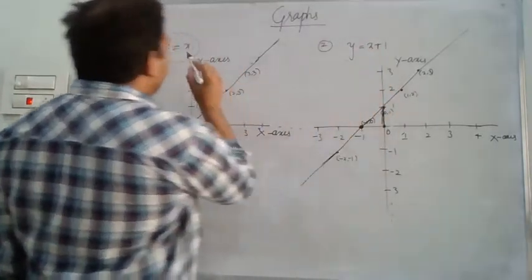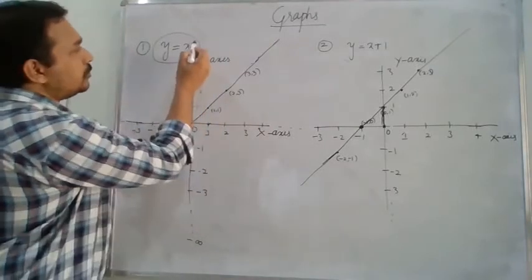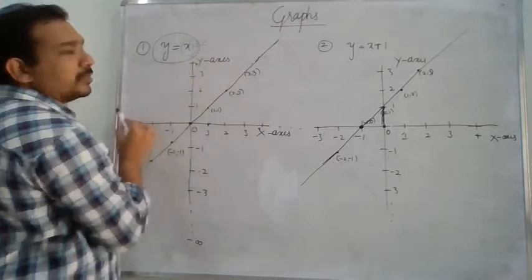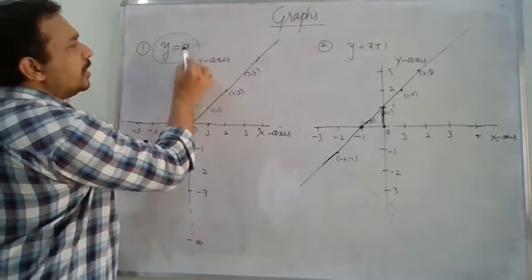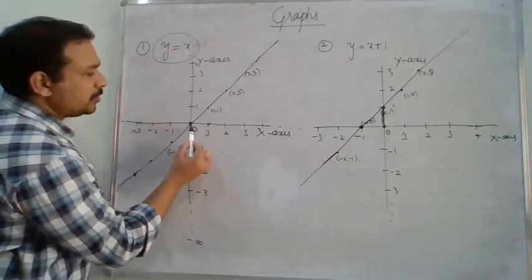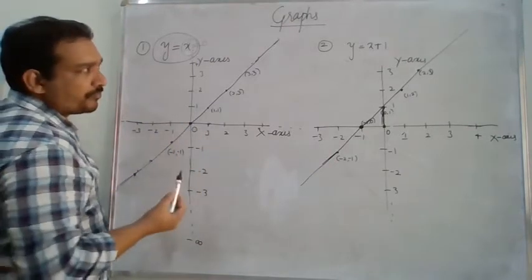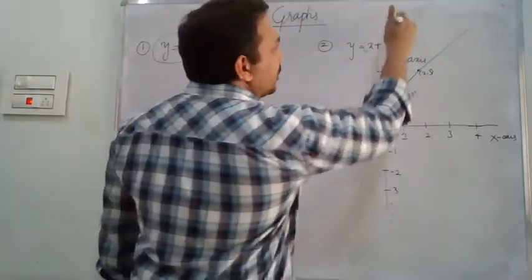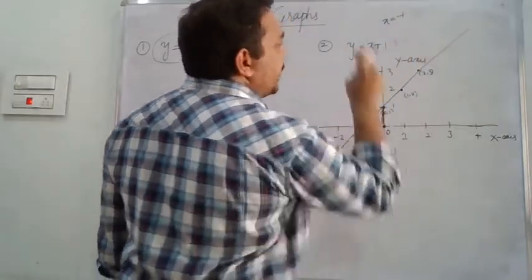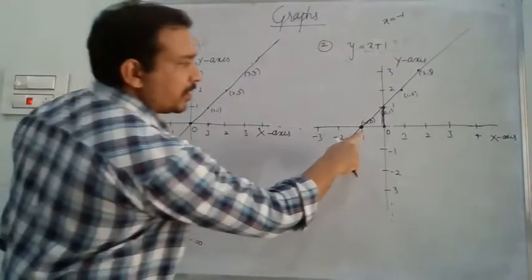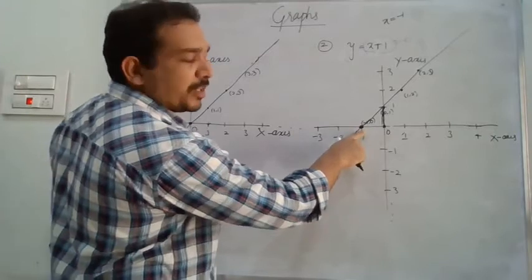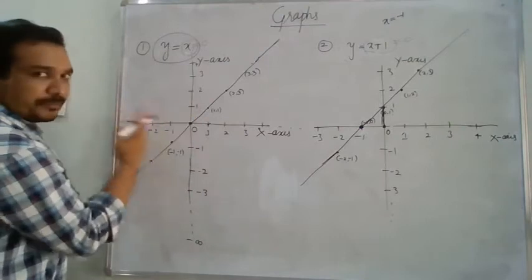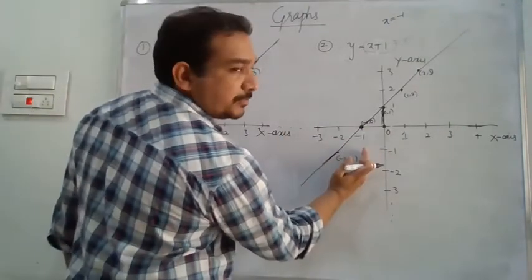Means where this line has to pass through which point? Y is equal to x, no? If I make the right side one as 0, then x will become 0. So it has to pass through 0 comma 0. If I make the right side one 0, then it becomes what? X equal to minus 1. So it has to pass through minus 1. So on the x-axis, it is passing through the point minus 1 comma 0. Means I have shifted this line just 1 unit towards left. Then this line became like this.